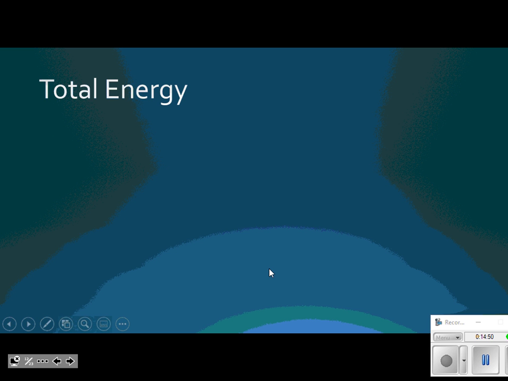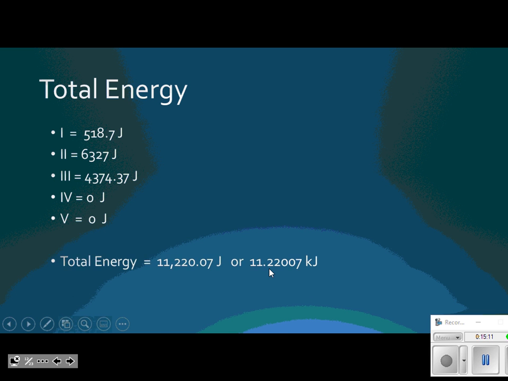Now I'm going to go back and I'm going to add them together to get my total. So here's quadrant 1, here's quadrant 2, here's quadrant 3. Now, you're going to see that I put 4 and 5 up there, but I didn't need to because they were both 0. We didn't hit those quadrants, okay? When I added them all together, I got 11,220.07 joules. I jumped my decimal place 3 to the left to put it into kilojoules, so it's 11.22007. Now I'm gonna sig fig it.